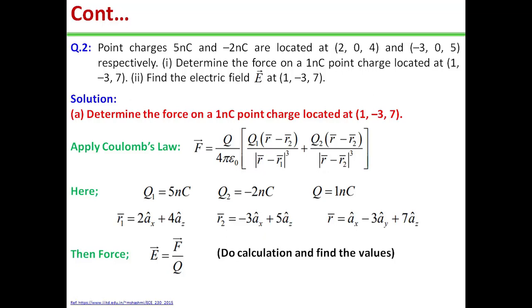We know that the electric field at any point is the vector sum of all the electric fields at that point. So here R is the position of the point where we want to calculate the electric field, and R1, R2 are the positions of the two different point charges. According to that, we have to find the position and distance vectors and put the values into the formula. We will find the electric field and force.